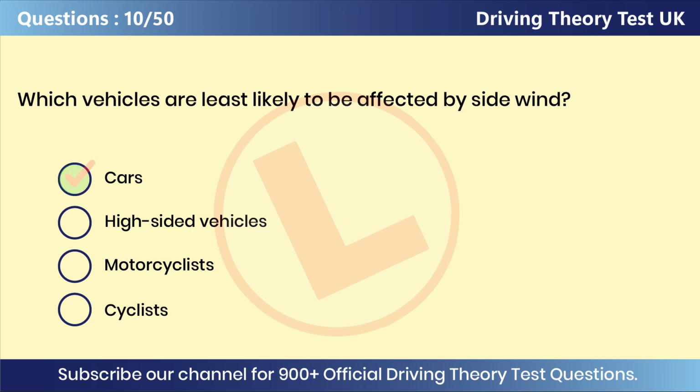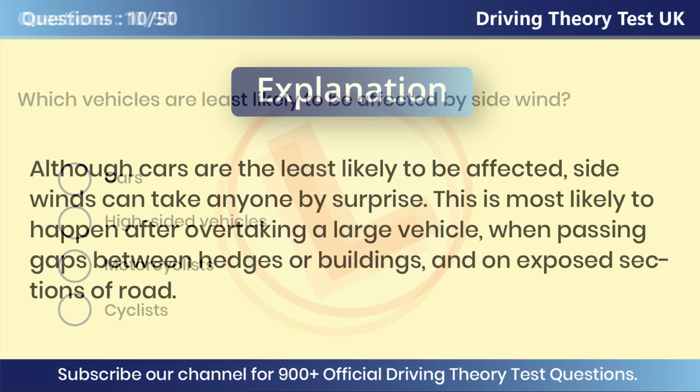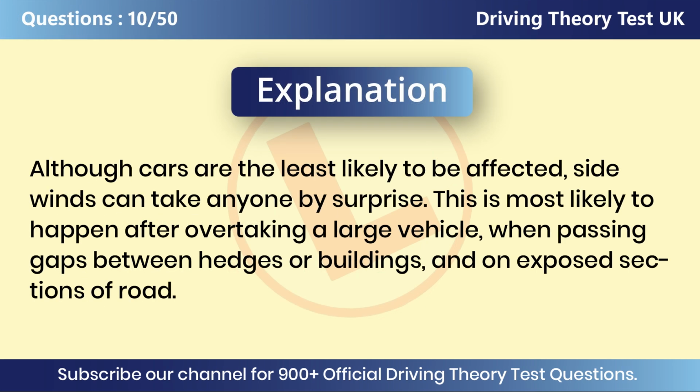A. Cars. Although cars are the least likely to be affected, side winds can take anyone by surprise. This is most likely to happen after overtaking a large vehicle, when passing gaps between hedges or buildings, and on exposed sections of road.